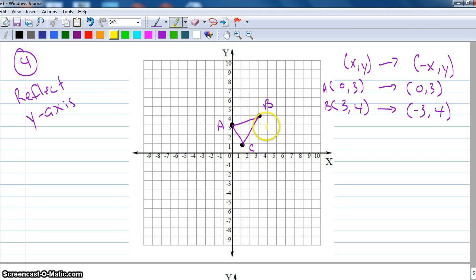Now on the fourth one, we're going to reflect across the y-axis. I drew my regular triangle, and here's the rule. x, y changes to negative x, y. So I did a few with the math, because sometimes you have to use the math. Here we don't, but I did a few. A is 0, 3. Can you change x to negative if it's 0? Nope. So it's still 0, 3. B is 3, 4, you change the x to a negative, so negative 3, 4.